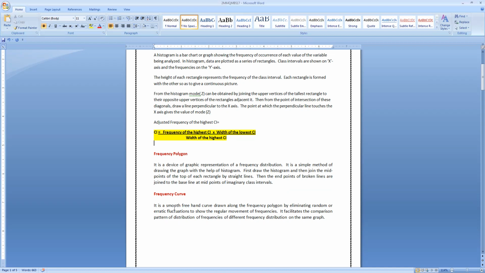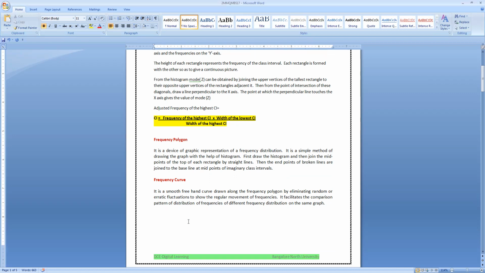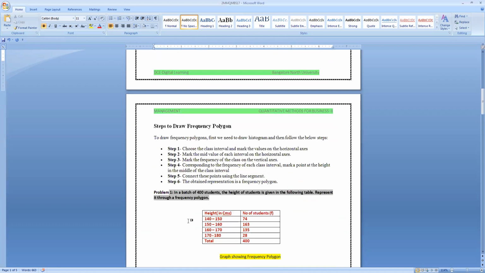And next, what does frequency curve mean? It is nothing but a smooth freehand curve drawn along the frequency polygon by eliminating random or erratic fluctuations to show the regular movement of the frequencies. It facilitates the comparison of the pattern of distribution of frequencies of different frequency distributions on the graph.